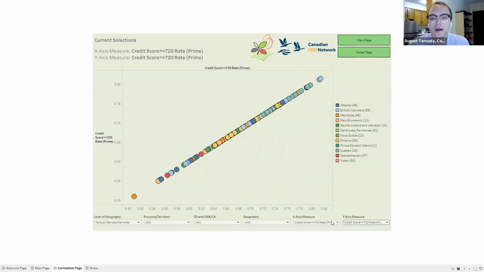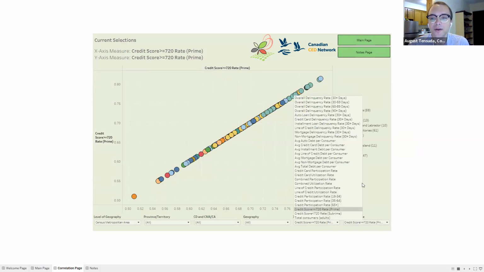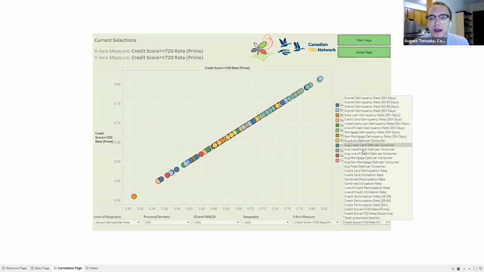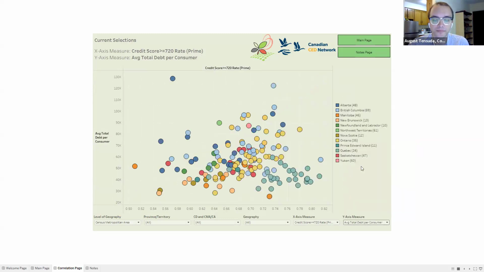So if we look at credit scores above or equal to 720, so prime, and then look at this against something like the average total debt per consumer, then we can sort of get into trends and outliers. So right now, there doesn't seem to be too clear of a trend between credit score and average total consumer debt, but you can kind of see a bit of an upward trend. So as credit scores are increasing, it seems that average total debt per consumer is increasing, but you can't really say anything too definitively here.